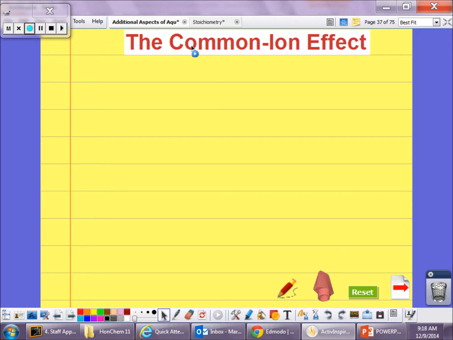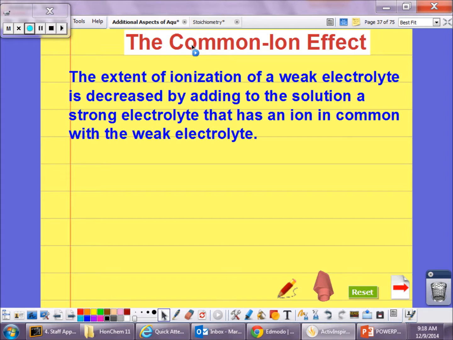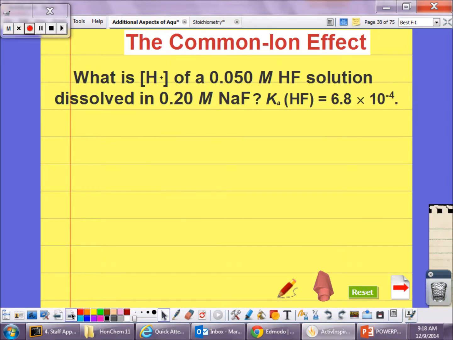Let's do one with this unit, the common ion effect. It says the extent of ionization of a weak electrolyte is decreased by adding to the solution a strong electrolyte that has an ion in common with the weak electrolyte. So let's do an example.